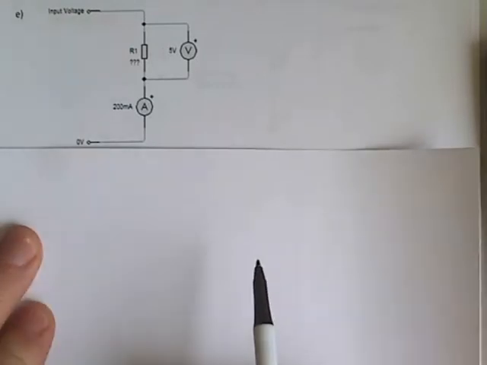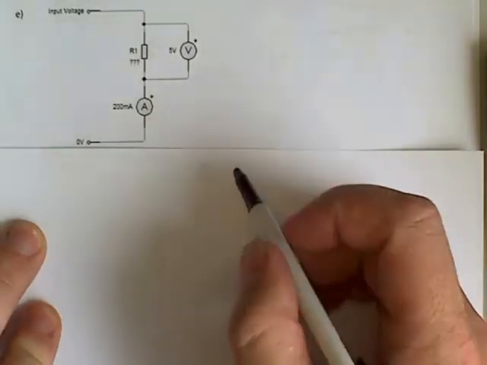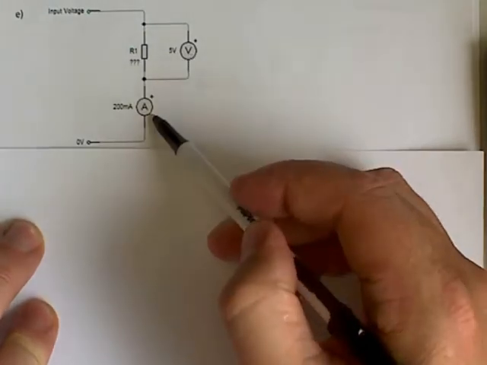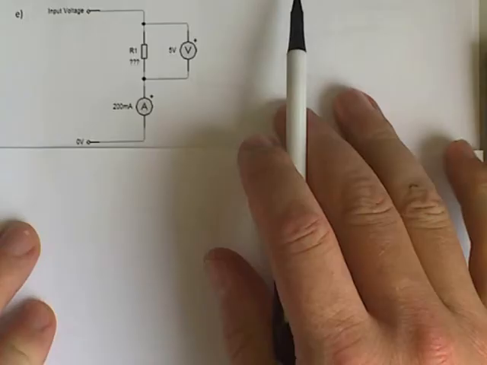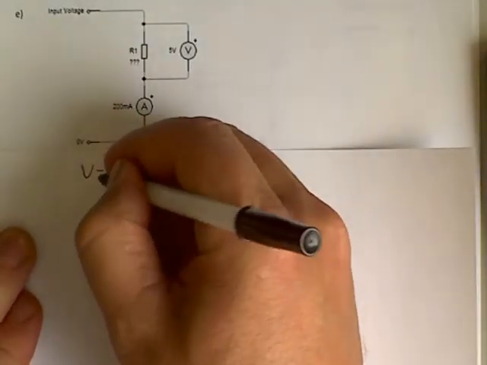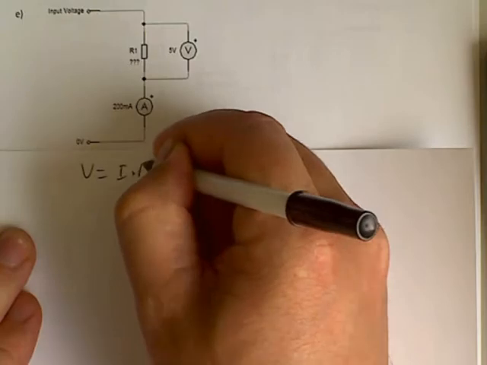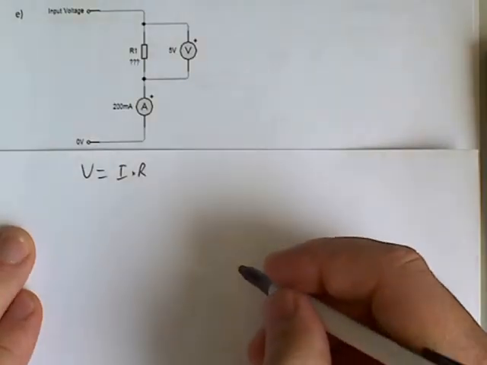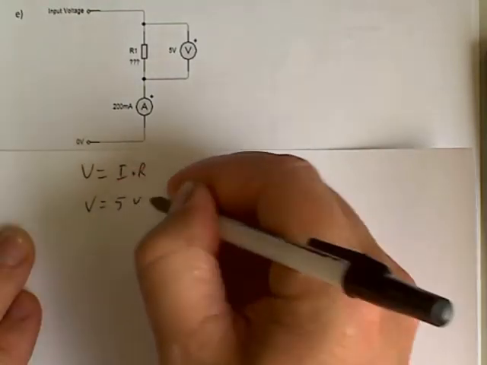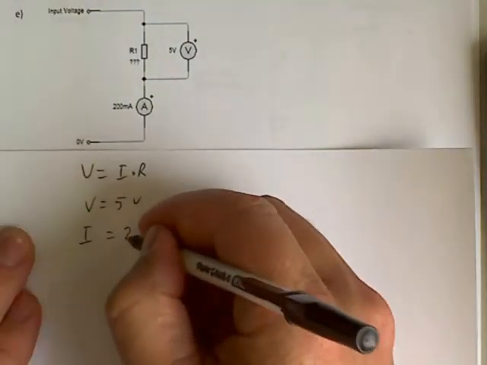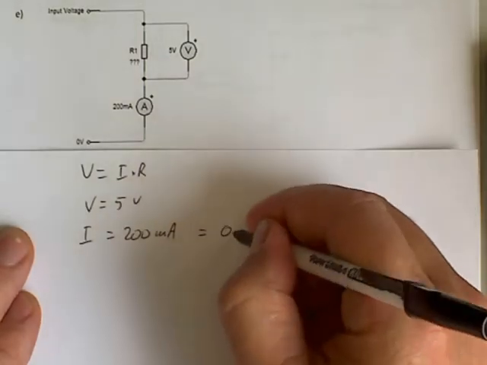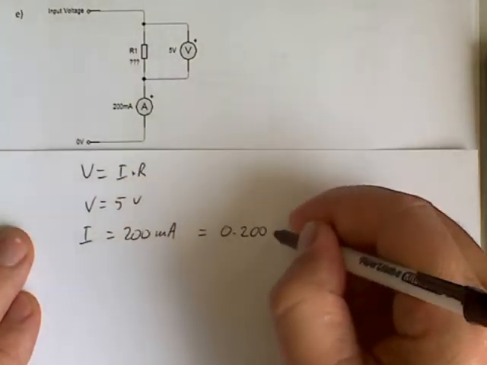And here we have a slightly different arrangement. We have a known voltage and a known current, but an unknown resistance. So again, you're going to use V equals I times R, Ohm's law, where V equals 5 volts, I equals 200 milliamps, which is equal to 0.200 amps.